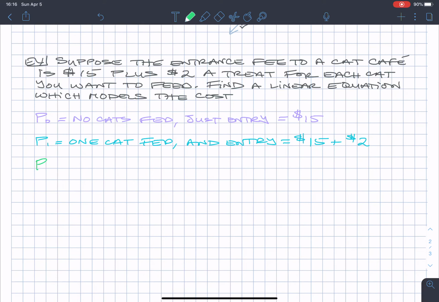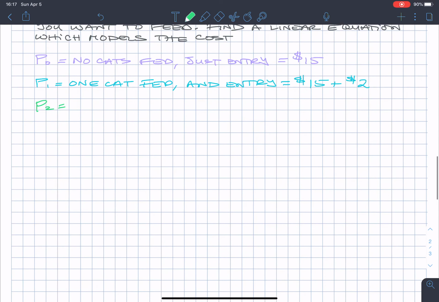So P sub 2, that's 2 cats fed and entry. Okay, so I've got $15 to get in, plus $2 times 2 cats, right? And in fact, I could write this $2 times 1 cat up here. And if I wanted to be really explicit, I can write $2 times no cats up there, because anything times 0 is still 0.